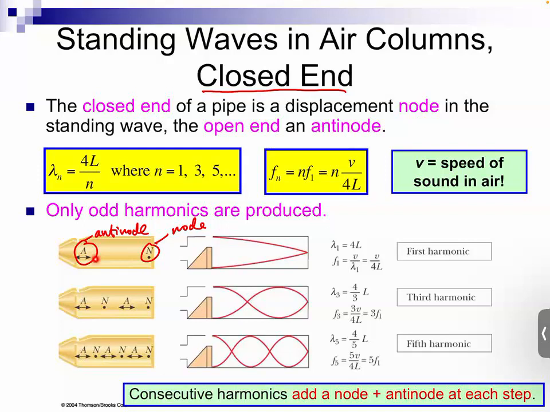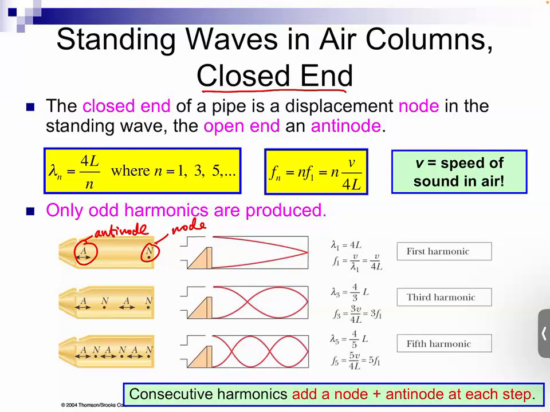Again, the figure on the left is an illustration showing where the antinodes and nodes are, and the figure on the right gives the drawing of the wave. So these two correspond to each other. On the left, you have an antinode because it's an open end. On the right, you have a node because that's a closed end. Okay.